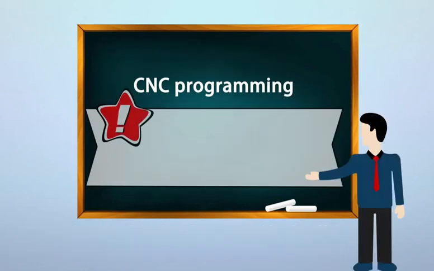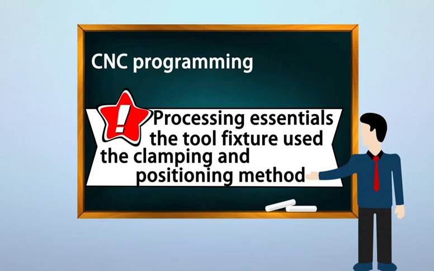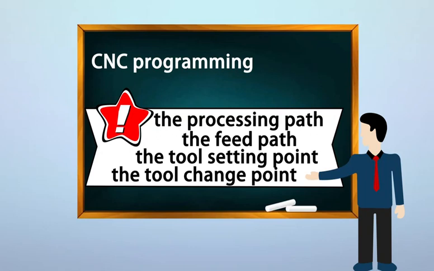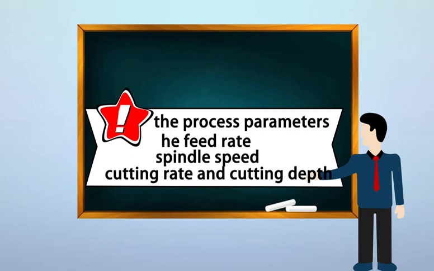CNC programming, that is to say, the processing method of the part, such as the tool fixture used, the clamping and positioning method, etc. The processing path, such as the feed path, the tool setting point, the tool change point, etc. And the process parameters, such as the feed rate, spindle speed, cutting rate and cutting depth, etc.